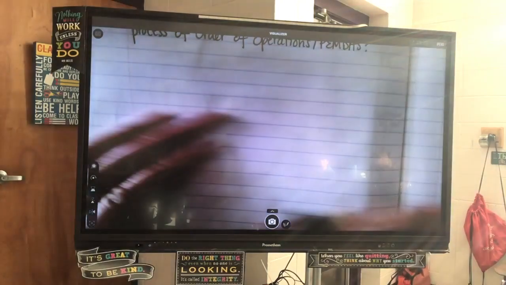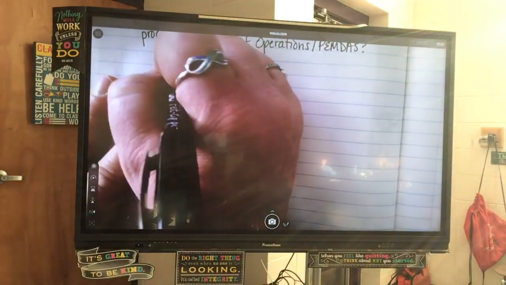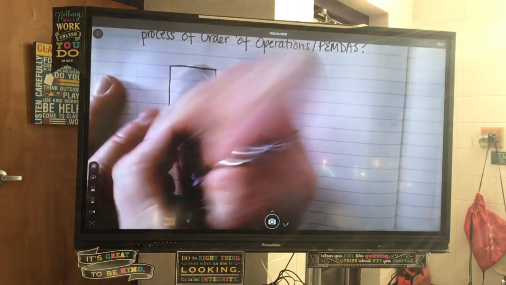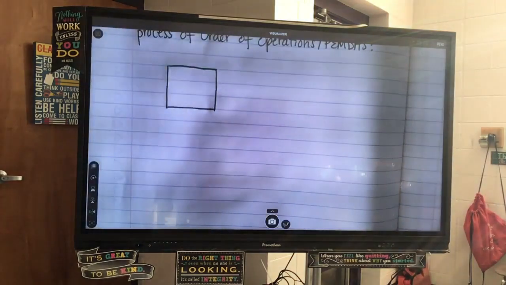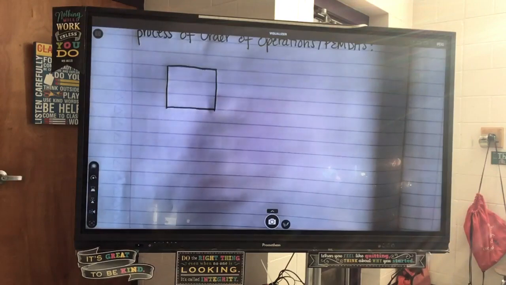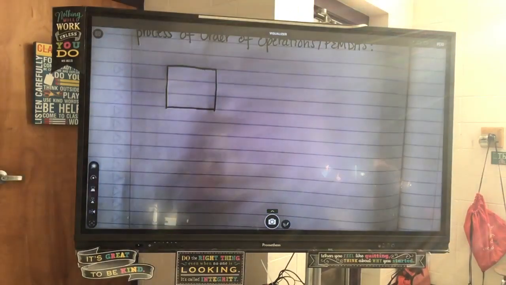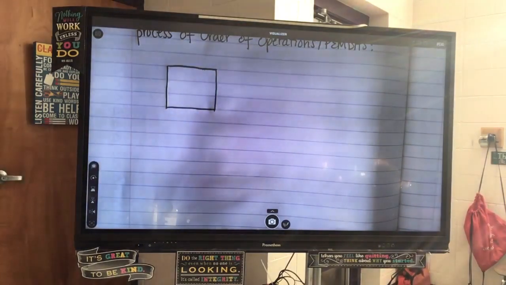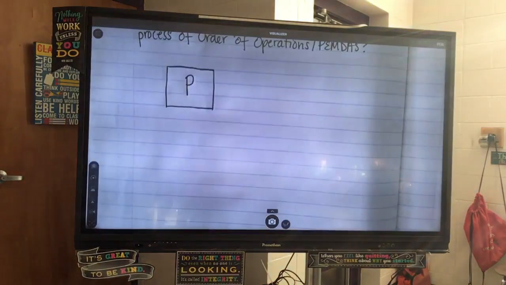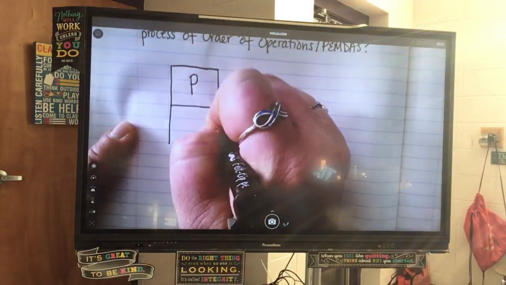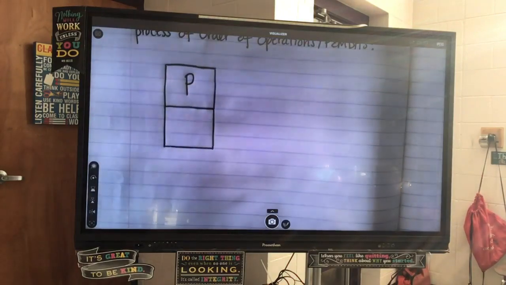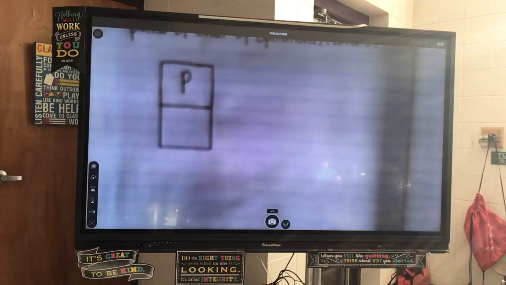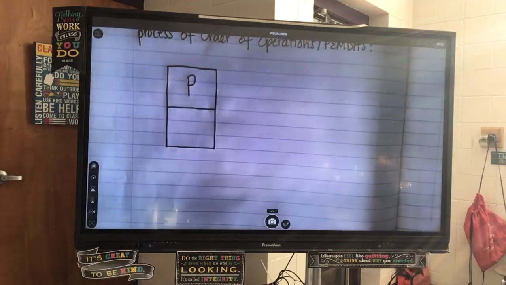Alright, slide. And you are going to draw a box or rectangle, depending on how good you are at drawing, that is 3 lines wide. Please make sure you keep it 3 lines wide. In that box, you need to put a P. Then you are going to draw another box that is connected to the top one, also 3 lines long. Put an E.